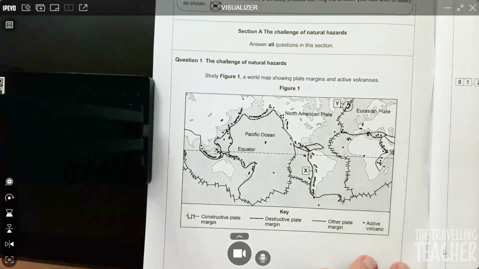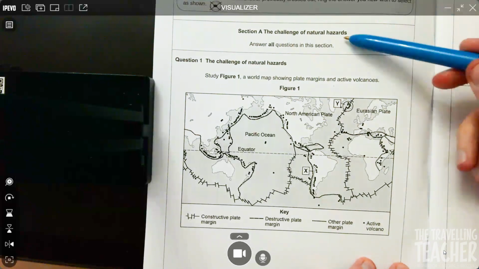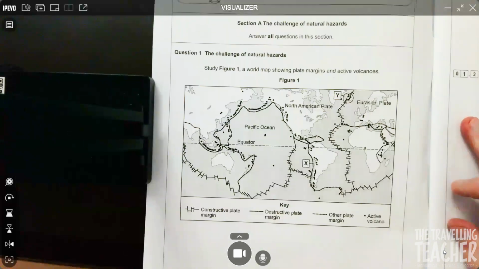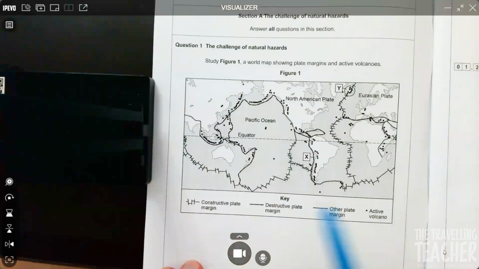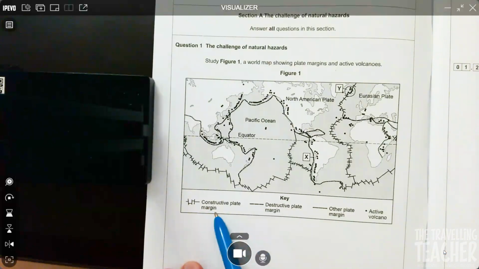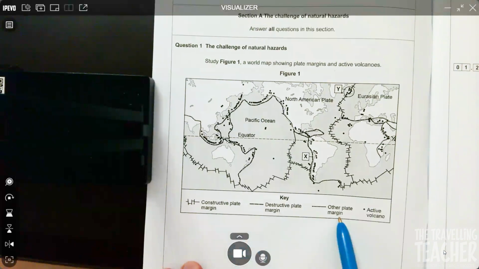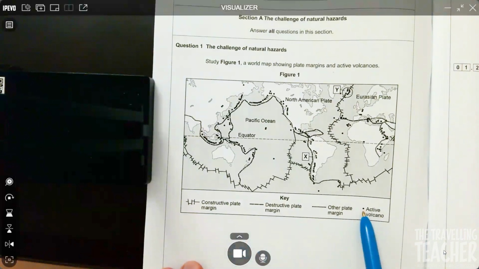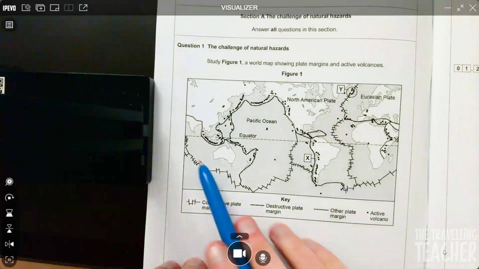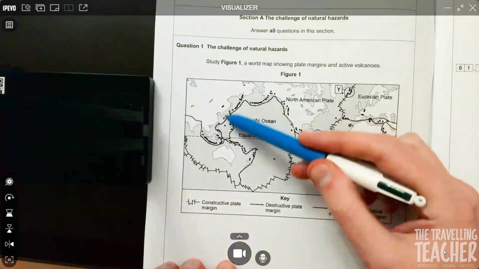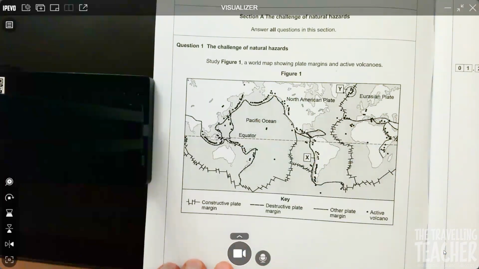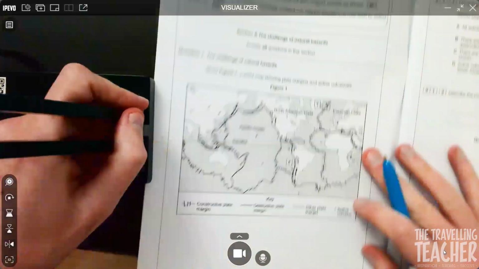Okay, guys, we're going to start on section C, the challenge of natural hazards. Firstly, we've got figure one. Let's have a quick scan of this. We've got our key here: constructive plate margin, destructive plate margin, other plate margin, and our dots are active volcanoes. We can scan the map. We can see we've got a range of destructive, constructive. We've got active volcanoes around the Pacific Ocean, etc. Amazing. Move on to the next question.